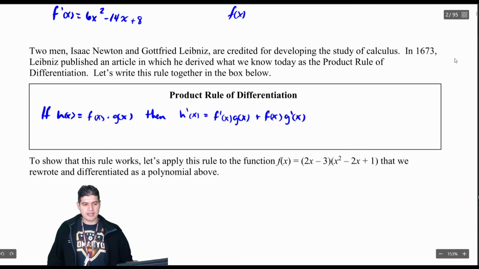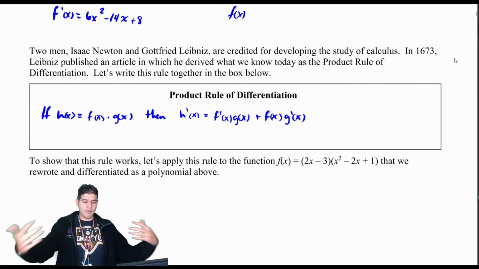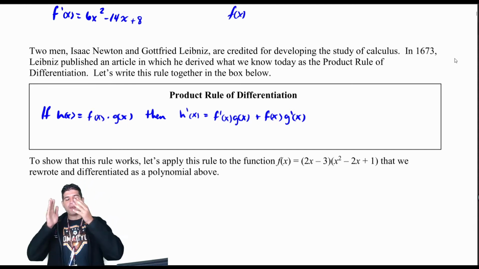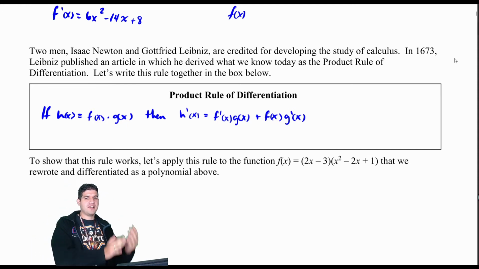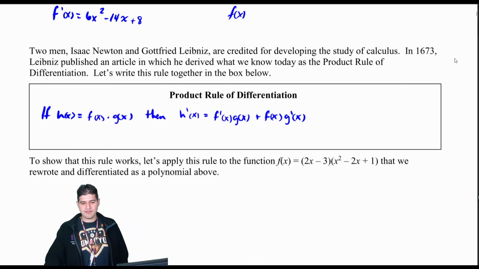And here's how I like to remember this. If I have two things getting multiplied and I am going to take that derivative, it's going to be the derivative of the first times the second plus the first times the derivative of the second. So the first and second function here.